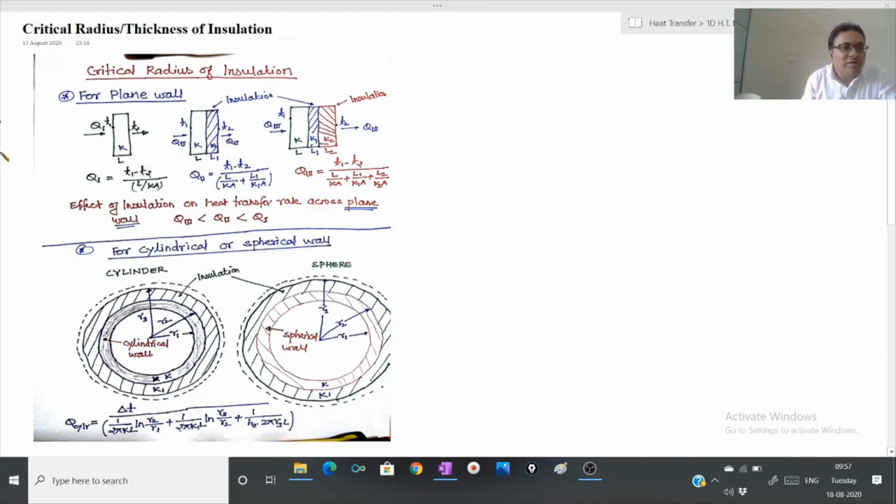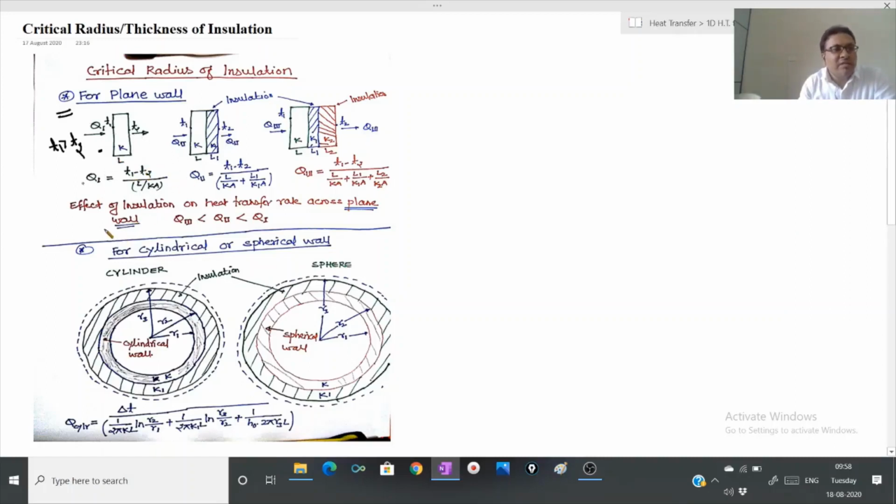if I provide insulation over the plain wall, more will be the thickness of insulation, less will be the heat transfer rate across the plain wall. For example, one simple plain wall is shown in figure, having thickness L, thermal conductivity K, and temperature difference T1 minus T2. T1 is greater than T2 here. So heat transfer will take place from left face to right face.